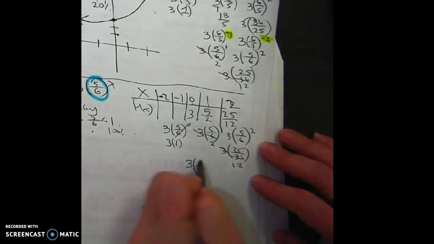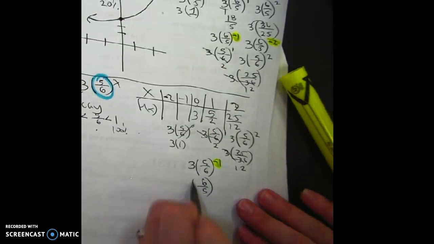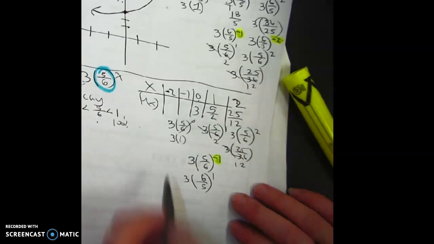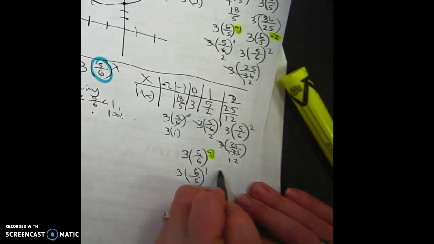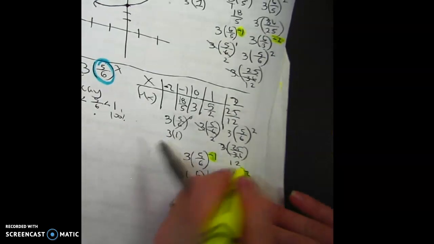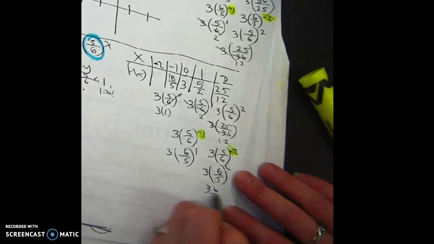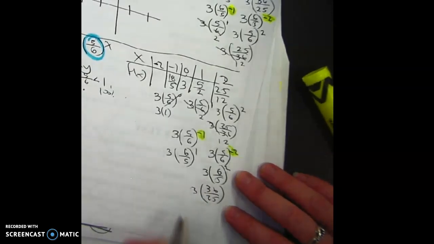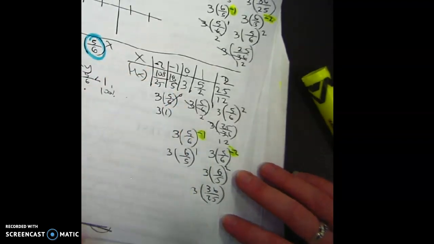Now I'm going to go 3 times 5/6 to the negative 1. What does it mean if it's negative? It means you flip it. Once you flip it, it turns positive. And now you multiply, multiply. 3 times 5/6 to the negative 2. What does it mean? Flip it. Square it. Multiply. And I get 108 over 25.